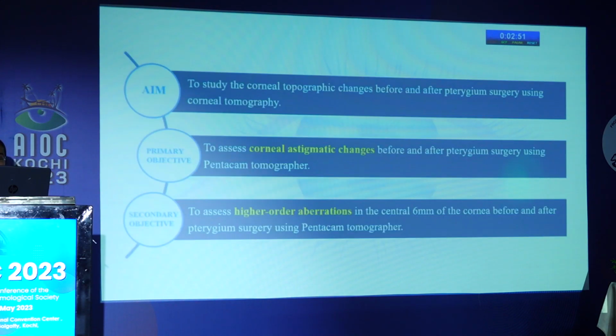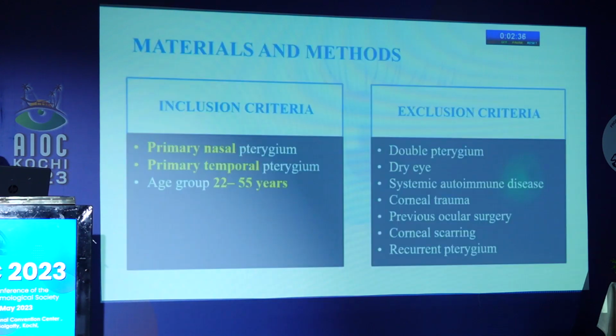Our aim was to study the corneal topographic changes before and after pterygium surgery using corneal tomography. Our primary objective was to assess the corneal astigmatic changes, and our secondary objective was to assess the higher order aberration in the central 6 mm of the cornea before and after pterygium surgery using the Pentacam tomographer.